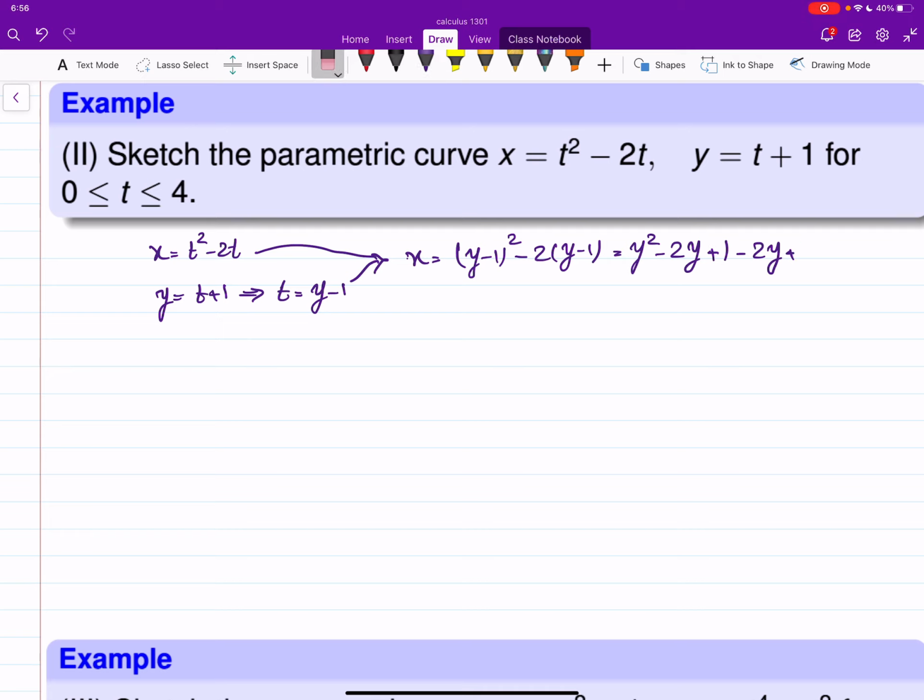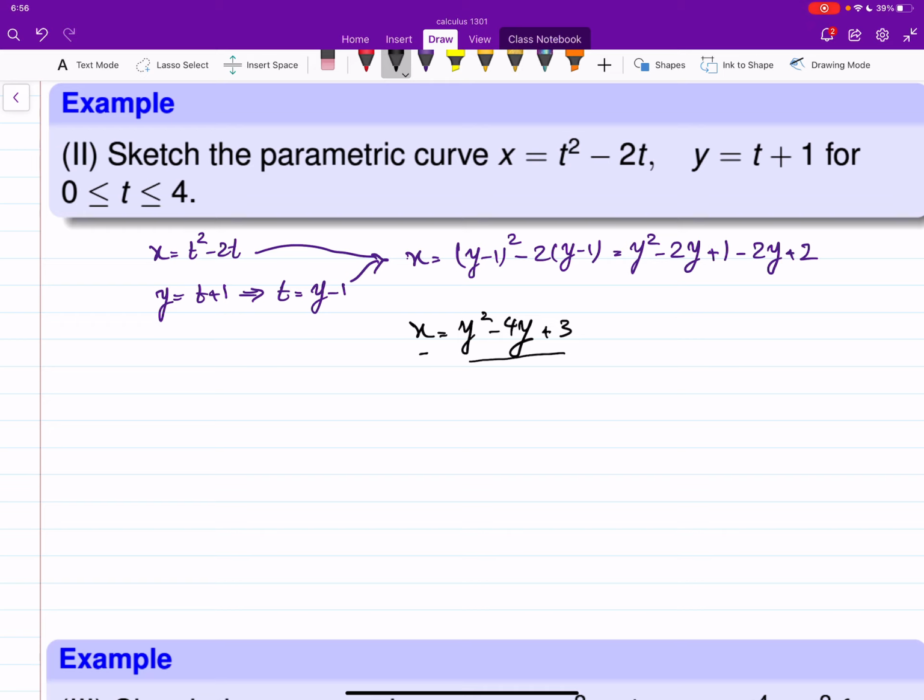Oh, actually 2y plus 2, not 1. Okay. Now that means that our equation is x equals y squared minus 4y plus 3. Well, remember that when we had y equal to a quadratic in x, it was a vertical parabola, either looking upward or downward. Now, this is x equal to a quadratic in terms of y.